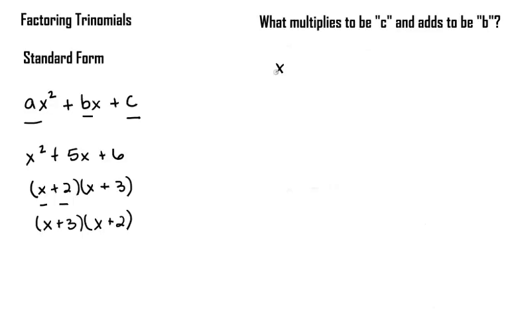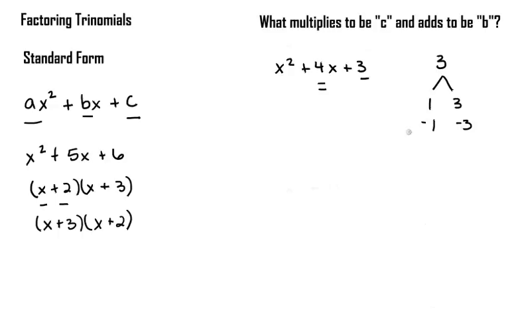So given the example x squared plus 4x plus 3. To figure out what the factor of this trinomial is, I tell my students to ask themselves what multiplies to be c, in this case 3, and adds to be b, in this case 4. So in order to figure this out, let's list all of the factors of 3. The factors of 3 are 1 and 3, but also -1 and -3.